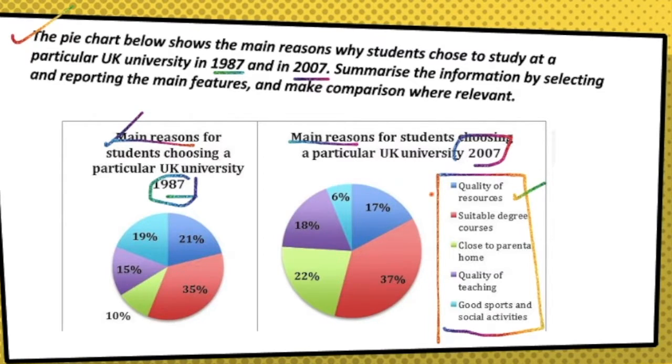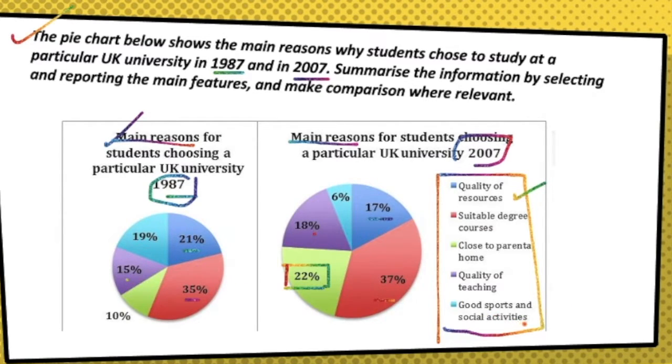Quality of resources is blue. It decreased from 21 to 17% over this 20-year period. Suitable degree courses, earlier it was 35, now it is 37. Close to parents' home, earlier it was 10, now it is 22. So students are preferring to stay close to their parents' home. Then purple is quality of teaching. So earlier it was 15, now it is 18.